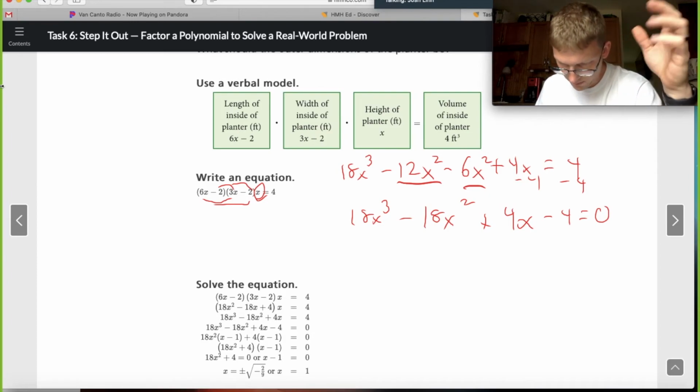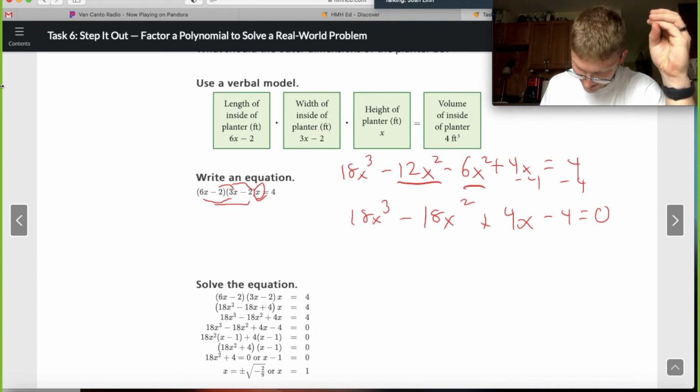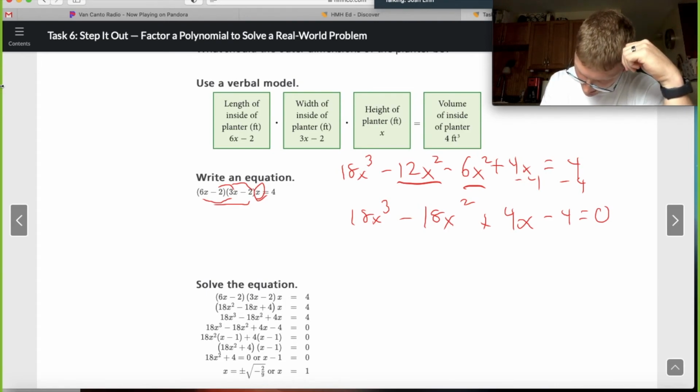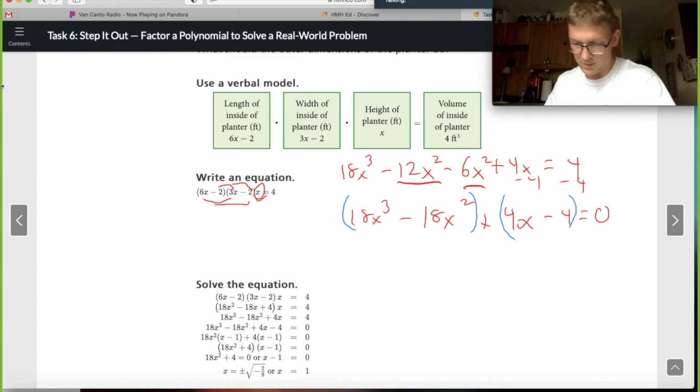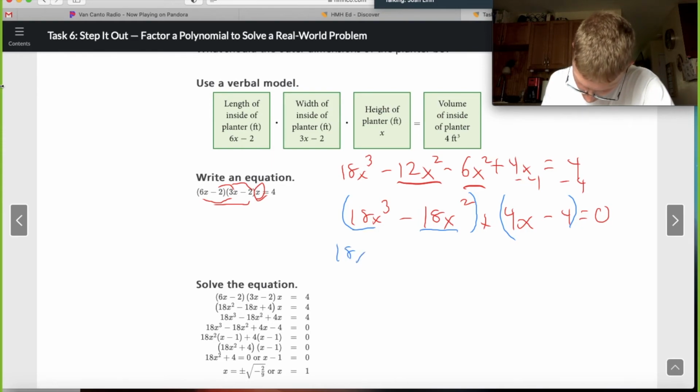So from there, again, it kind of sort of ended up being grouped for us, which is convenient. So in here we've got an 18x squared in both terms, so that's what we're going to take out. So we've got an 18x squared on the outside. That's going to be 1x left over minus 1.